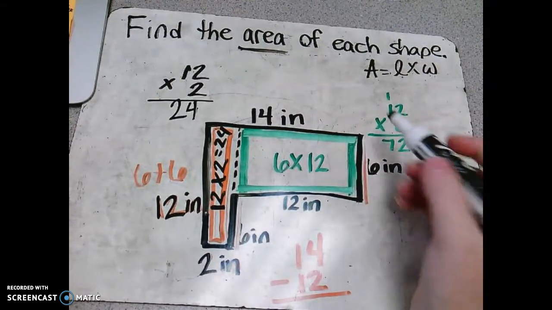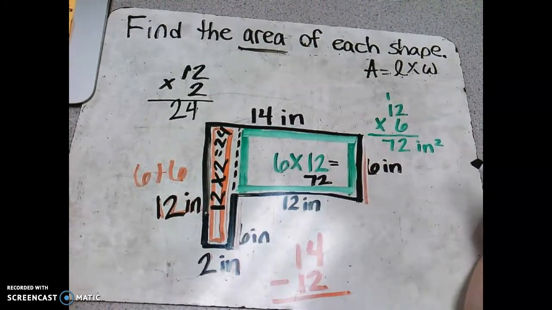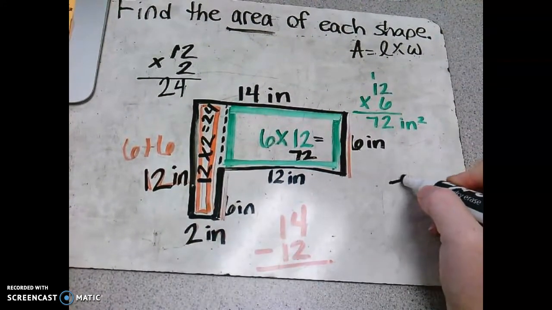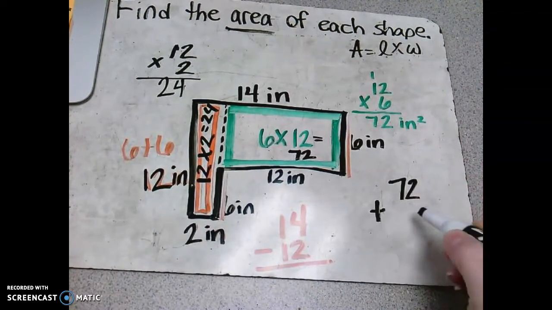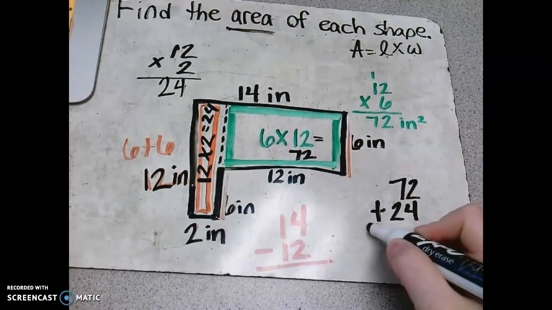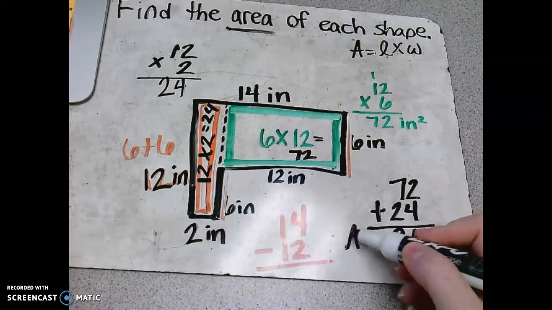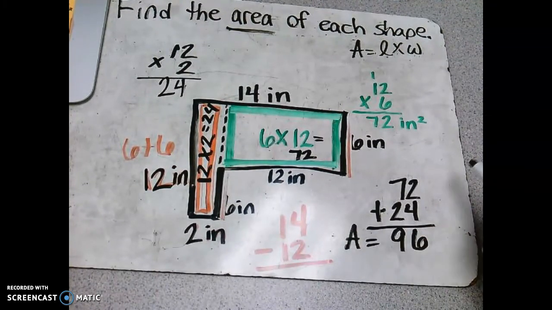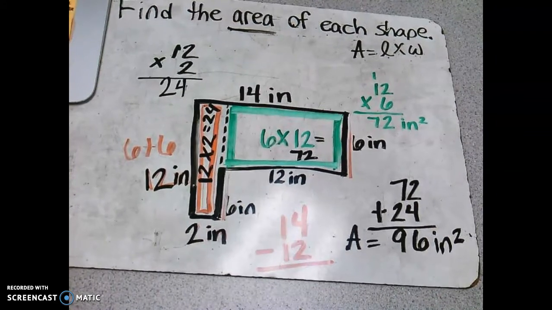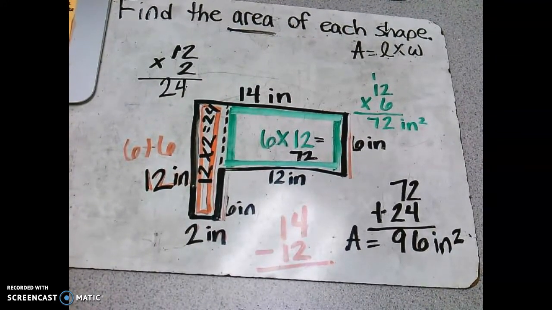And once we get the answer for both of those, we're going to add them together. So I'm going to come to the side and do 72 plus 24. 4 plus 2 is 6. 7 plus 2 is 9. So our area for this entire shape is 96 inches squared. Okay, rewatch this video, slow it down, pause it, do it step by step so that you're able to understand. Okay, good luck.